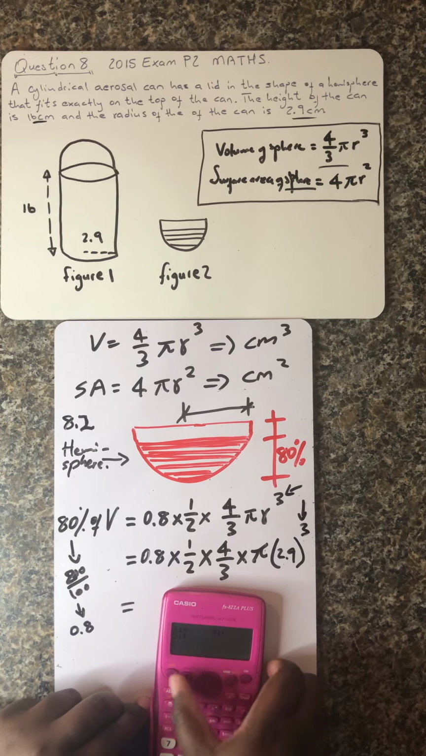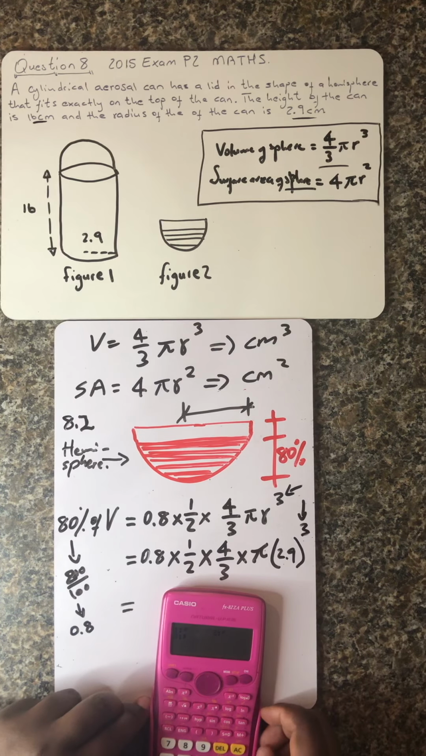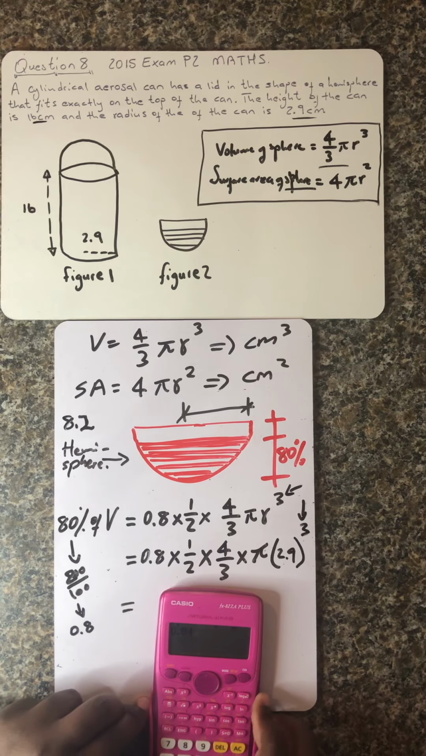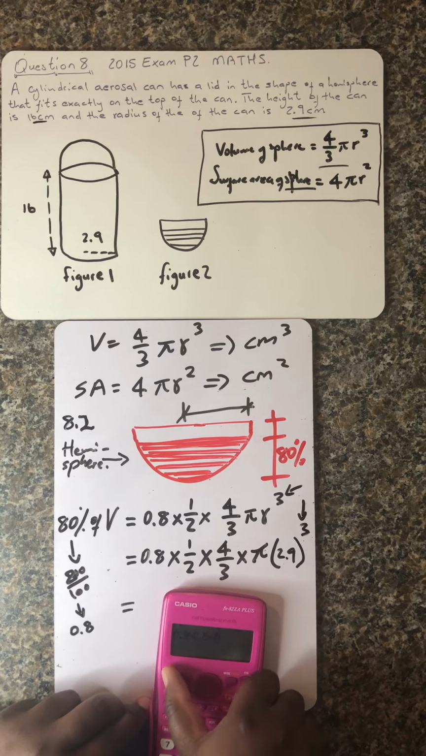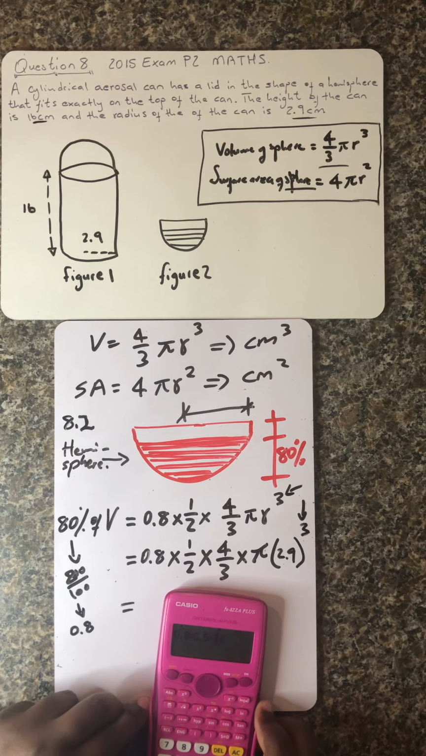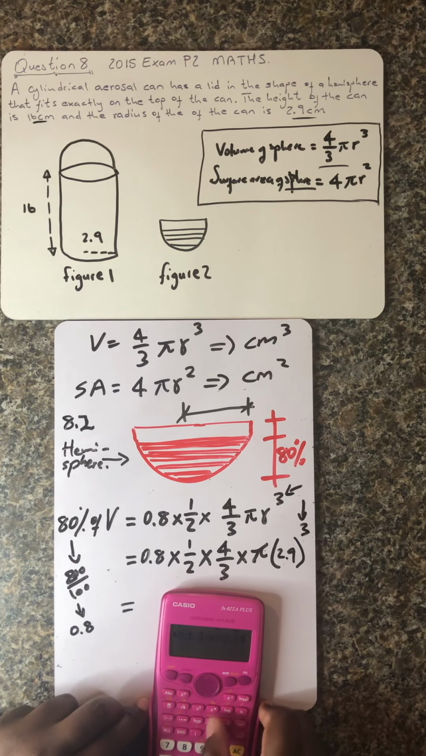What have I done, guys? I need to go back. Let me just cancel and start over. It's 0.8 multiplied by 0.5 multiplied by 4 over 3 shift pi. In between, let me just multiply and then multiply by 2.9 cm to the power 3.